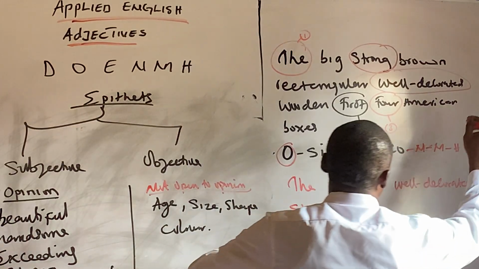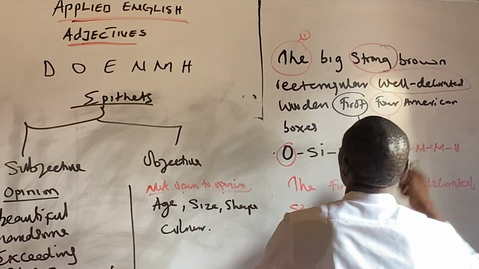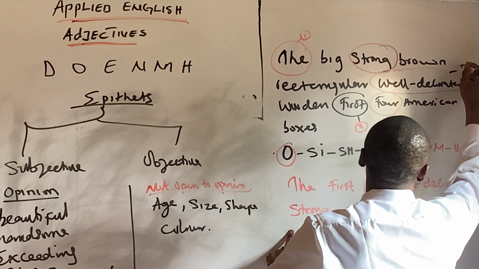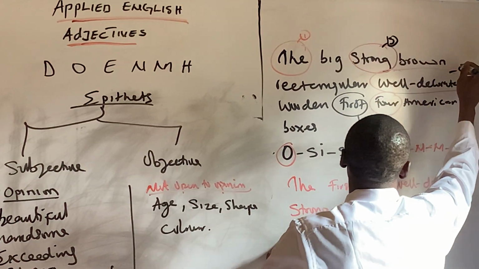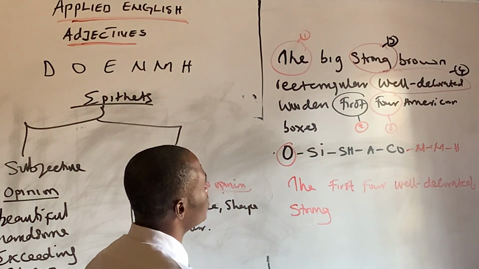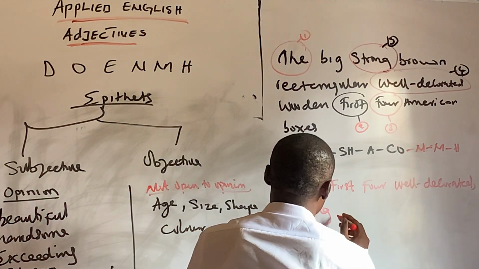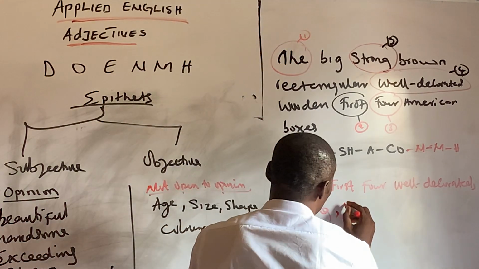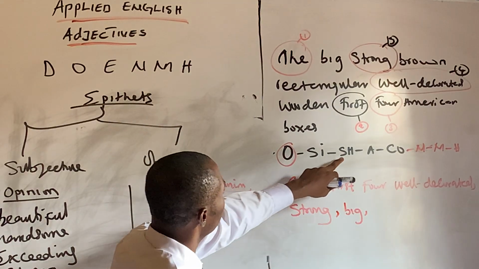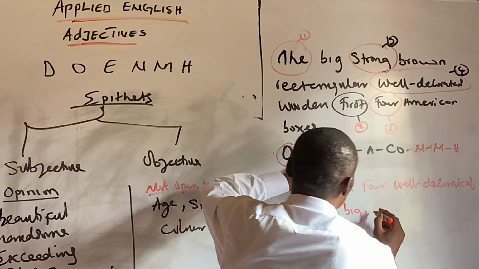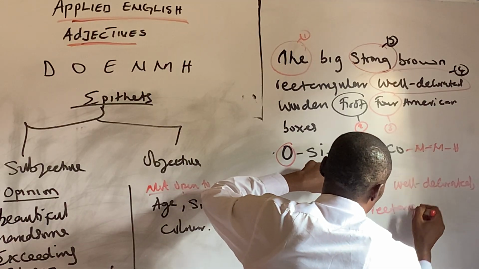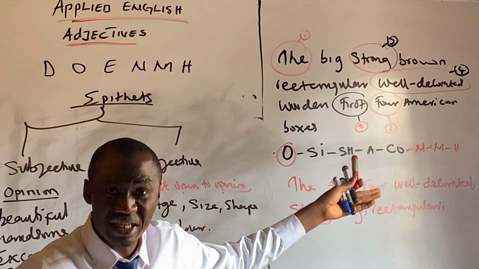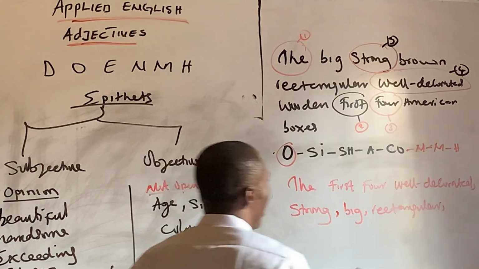So well decorated is, let me use the black pen now, this is 1, this is 2, this is 3. Well decorated is the 4th word, then strong is the 5th word. Now what do we have again? Size. Size is big. What do we have again? Shape. We have rectangular there. After the shape, we have age. There is no age in that arrangement. Color. We have a color there, brown.